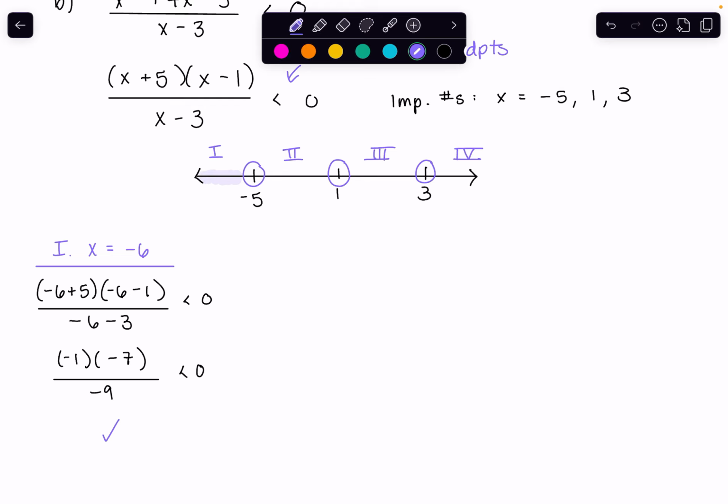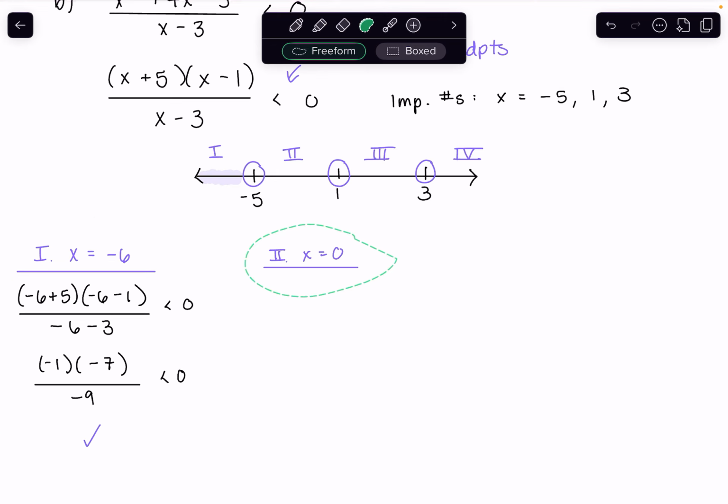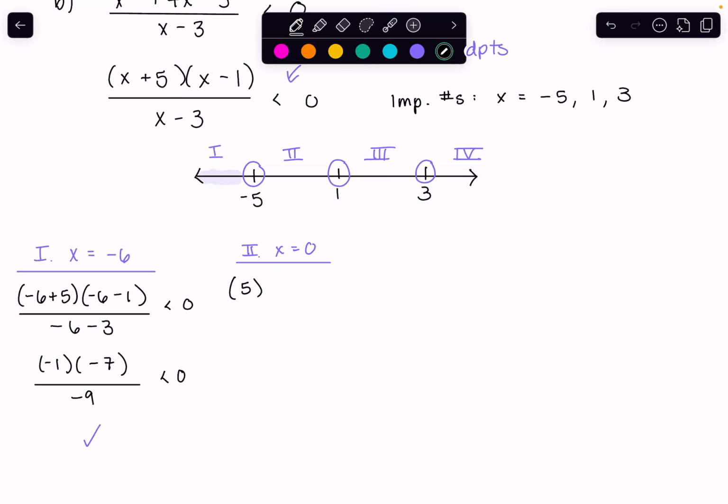Moving on to interval 2. Let's pick 0 because that falls in there. And I'm going to move these over because I would like to fit everything in on this screen. That gives me 0 plus 5, 0 minus 1, and 0 minus 3. Well, I have 2 negatives. That turns to a positive. So unfortunately, this interval is not going to work.